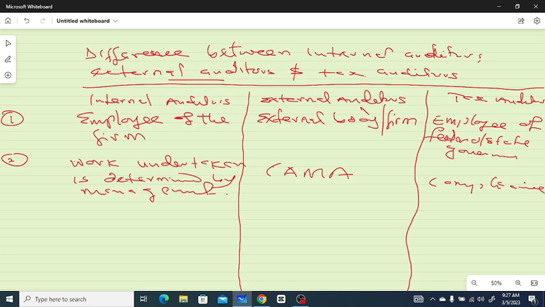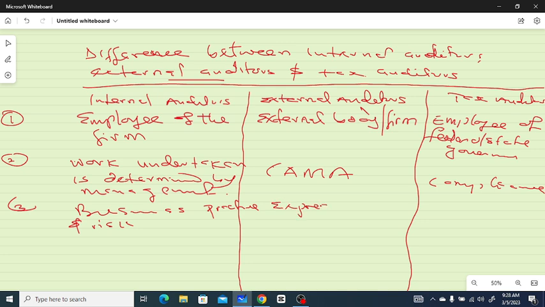That is number two. Then number three, the internal auditor will examine issues related to the company's business practice and risks, while the external auditor examines the financial records and produces a report expressing his opinion on the truth and fairness of the financial statements.